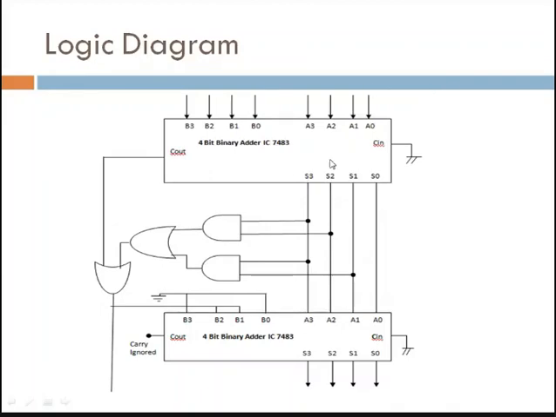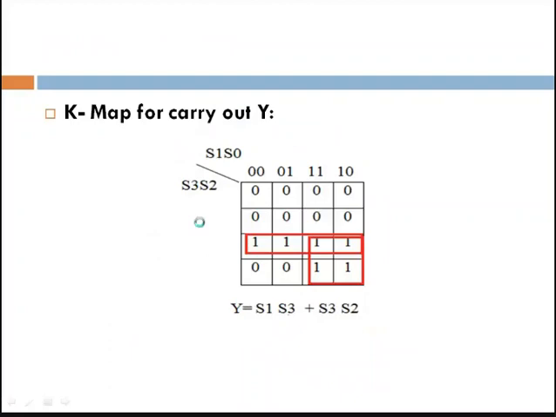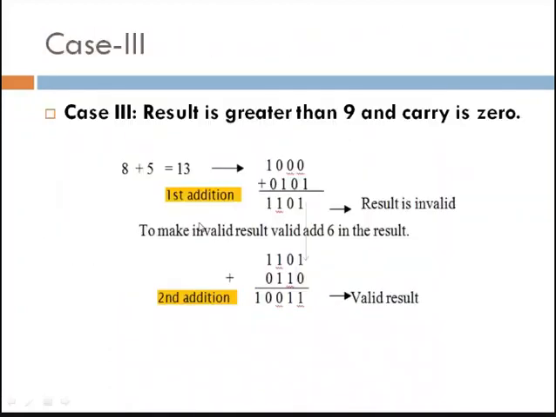So the first thing you have to consider: we require two ICs. This is the first IC and this is the second IC. Apply your A input and B input, and take whatever output you get. These output pins, the sum pins, should be considered as an input of the second addition. We take this sum part as it is in the next addition.